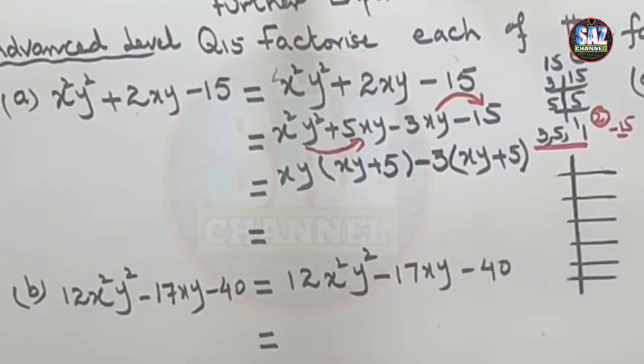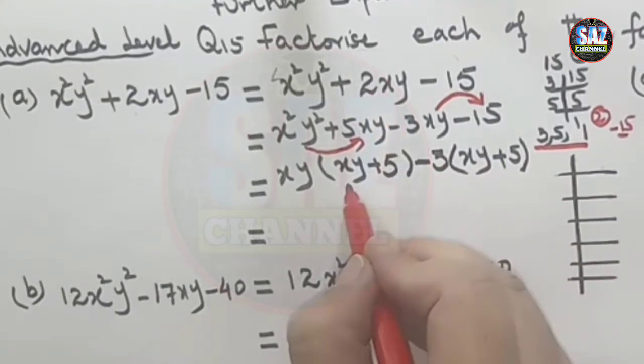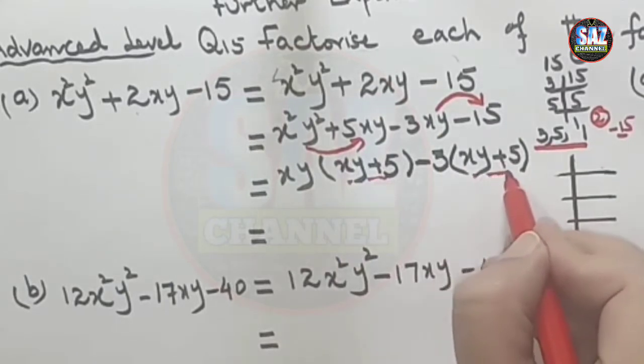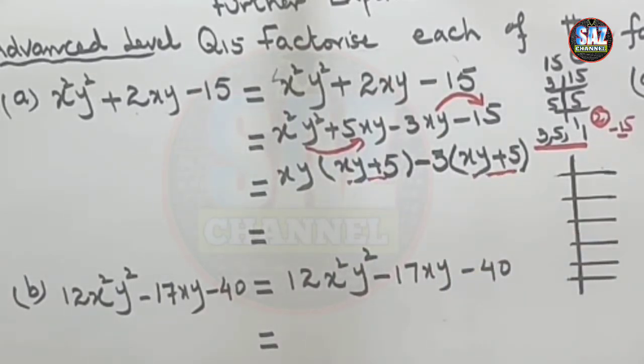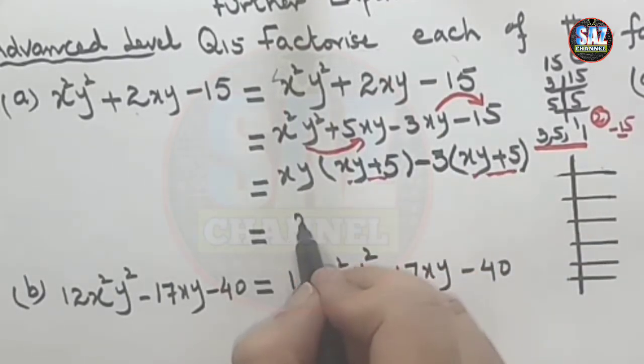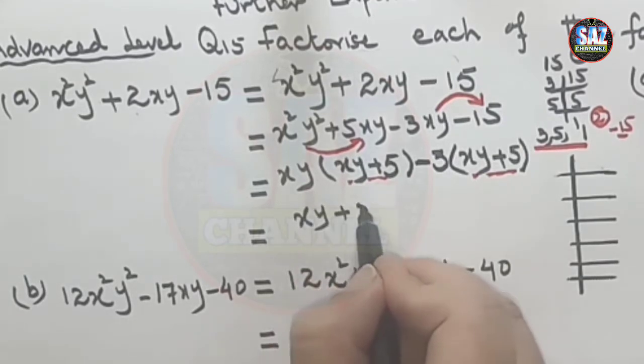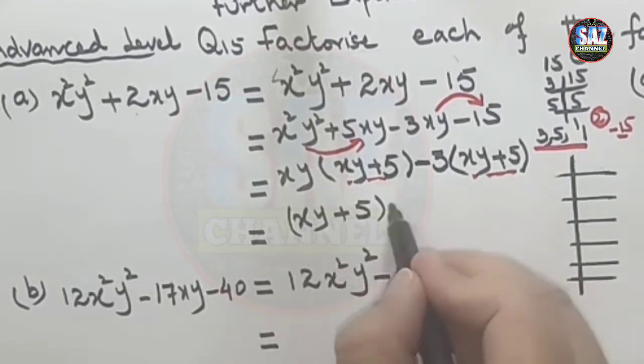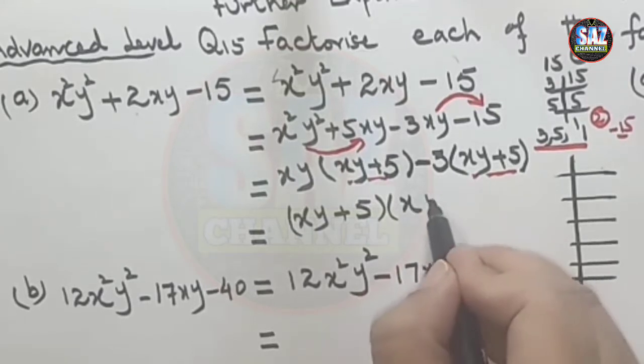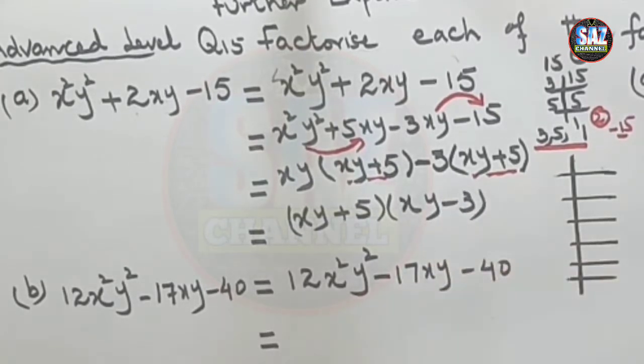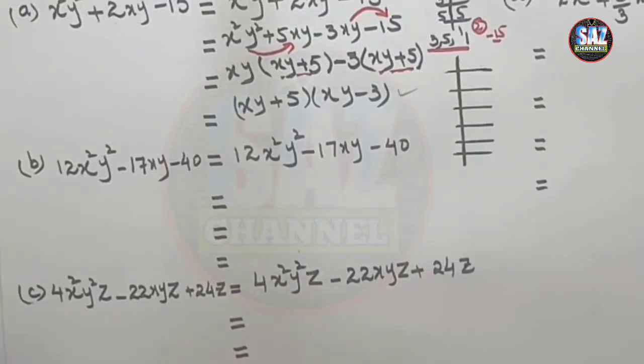Now if you look at the question, we can see that this group is the common group. Extract the common group out, and this will become xy plus 5 into xy minus 3. I hope you are clear about this question. Let's move to the next question.